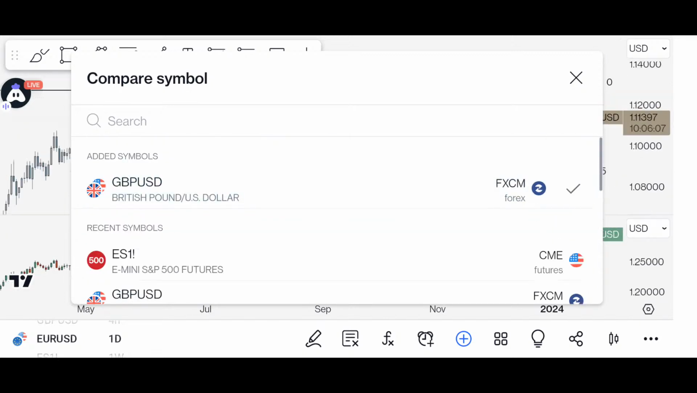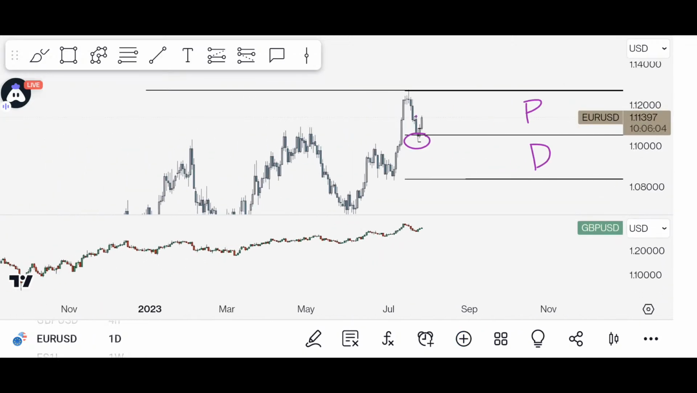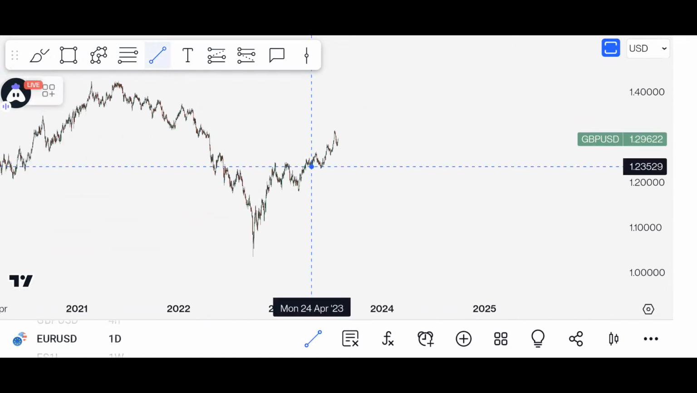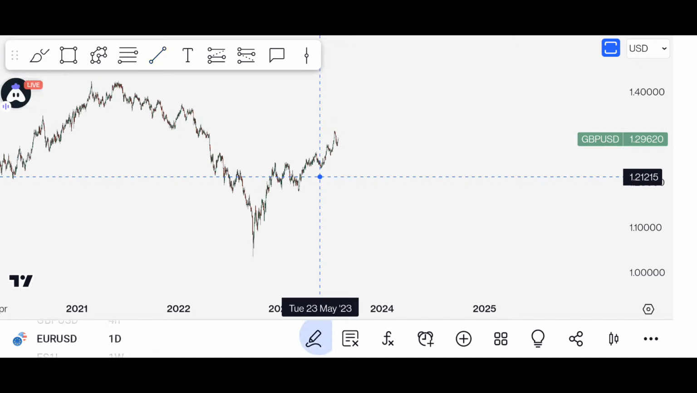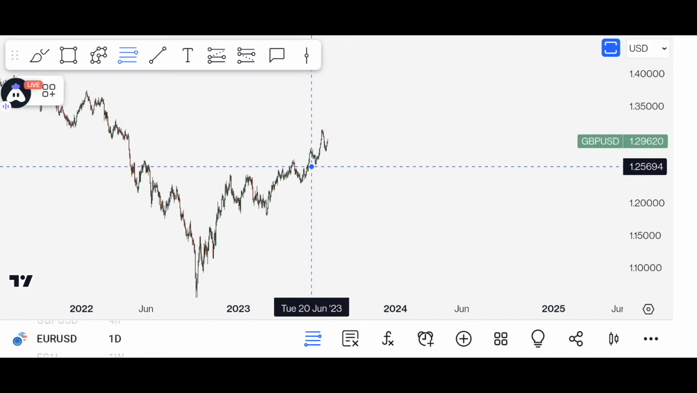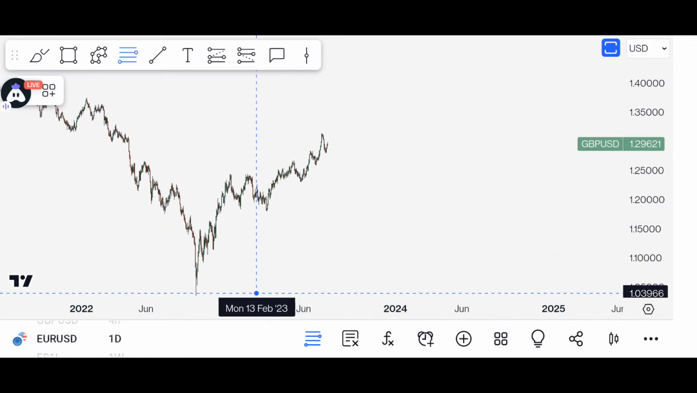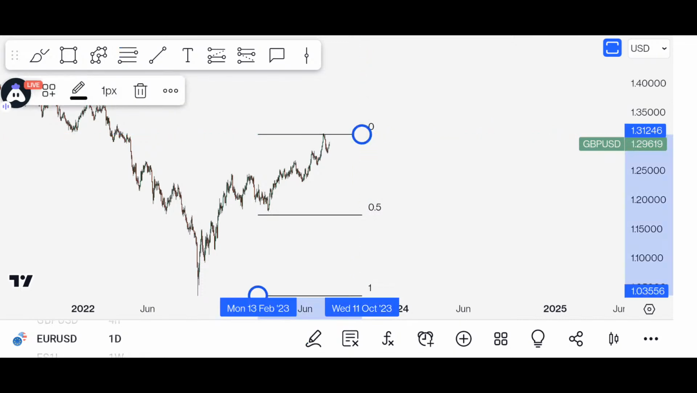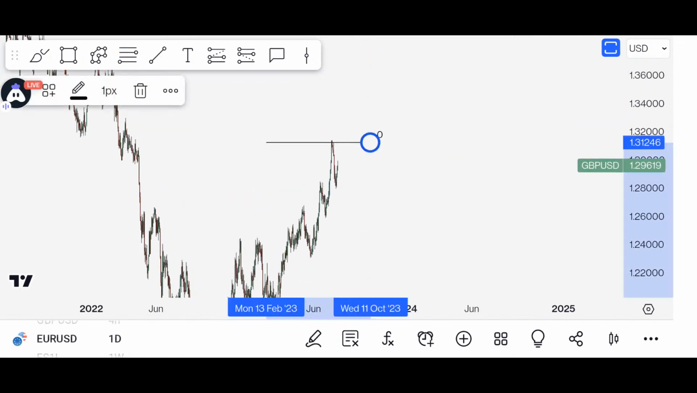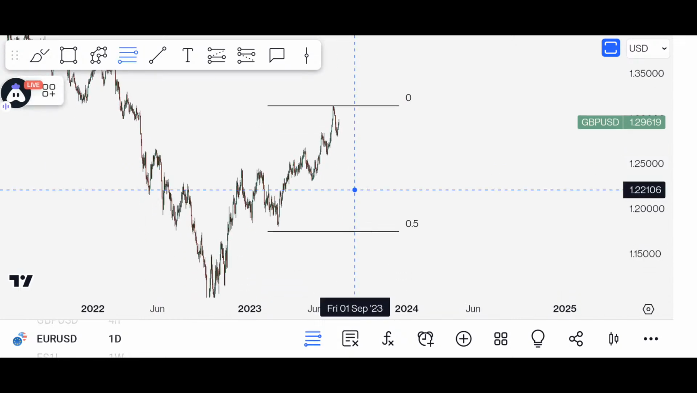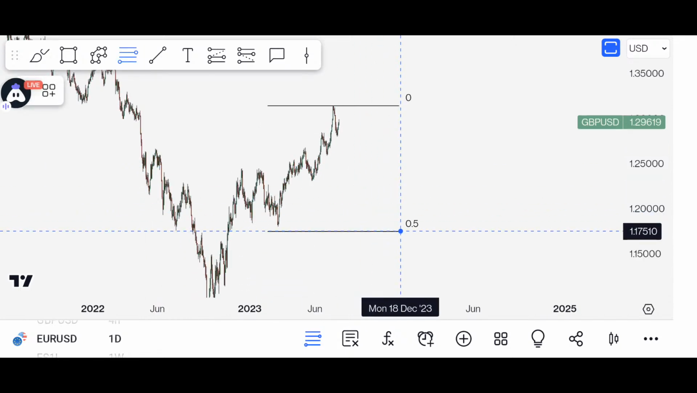I will remove ES. I will draw the IPDA ranges here too. From this bottom to top. Let me draw it correctly. Okay, so this is the premium. Now we will draw it within the premium.